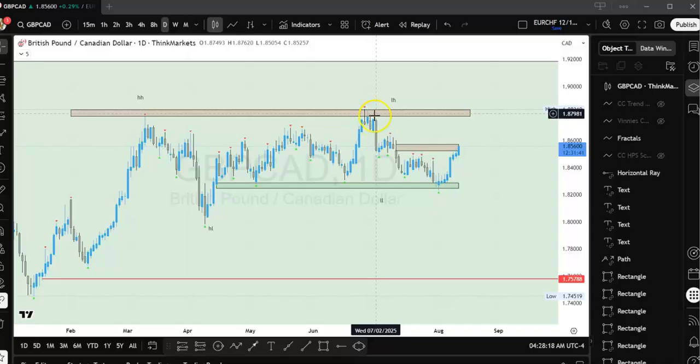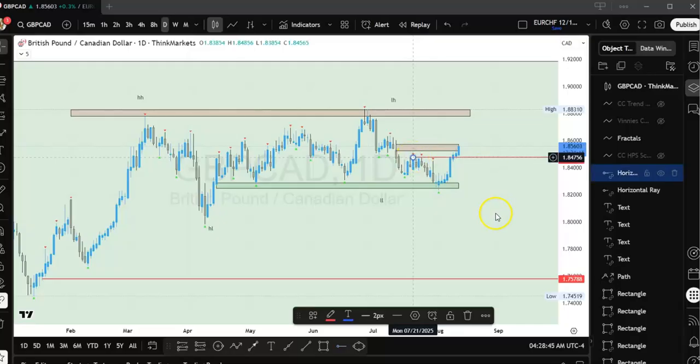Create a lower high, lower low, lower high, lower low, lower high. But the interesting thing is this blue candle here broke above this area here. So this is a break of structure right there. See how this candle is above this red line? That's a break of structure indicating a bullish move.